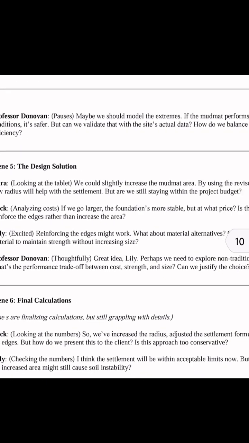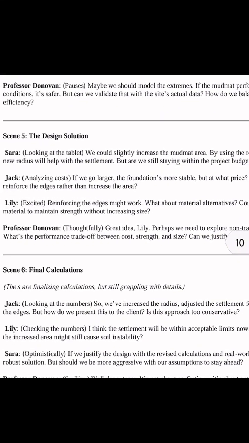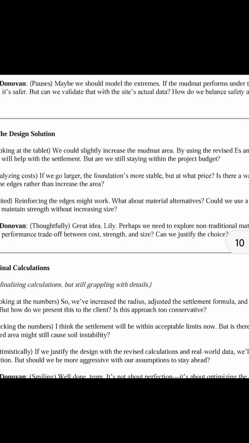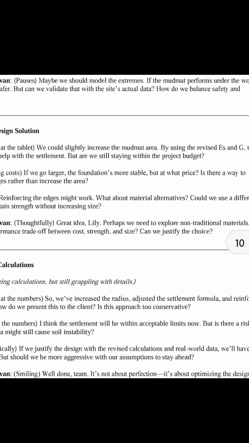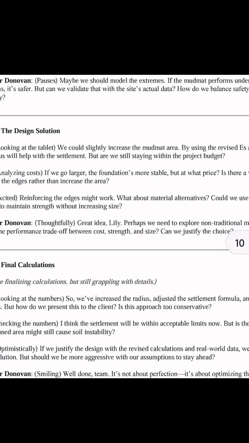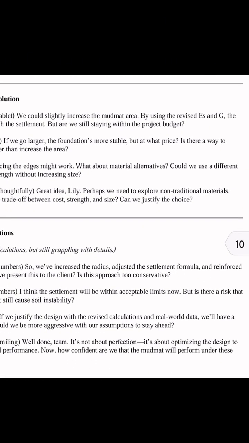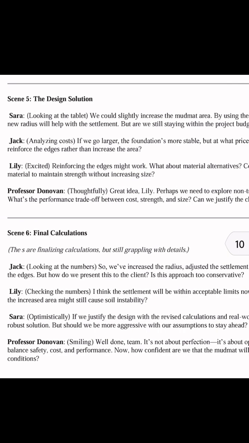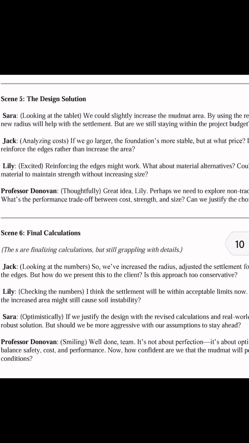We could slightly increase the Mudmat area by using the revised ES and G, and the new radius will help with settlement. But are we still staying within the project budget? If you go larger, the foundation is more stable, but at what price? Is there a way to reinforce the edges rather than increase the area?